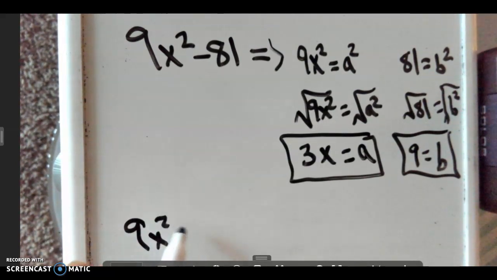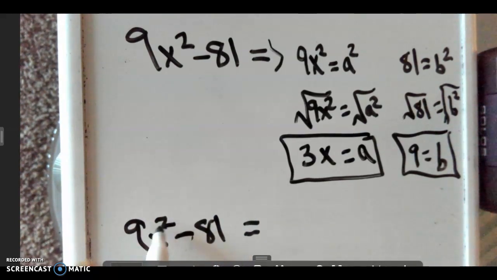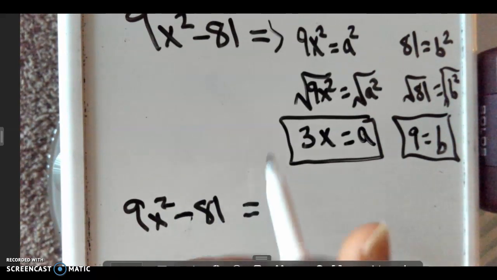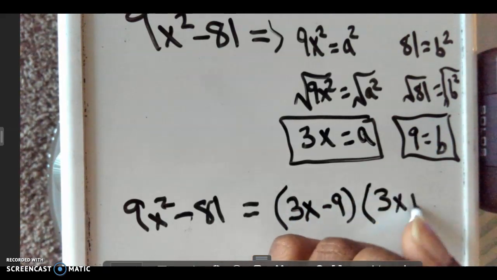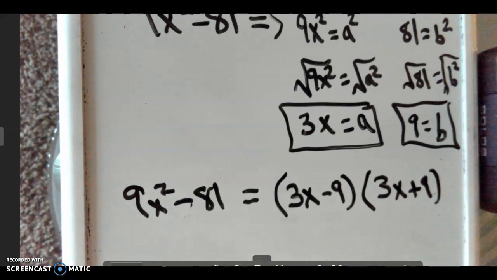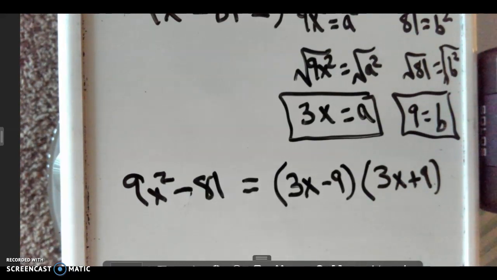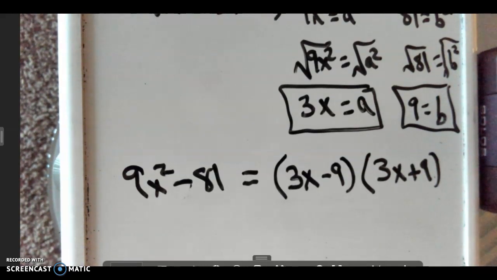So in our formula, we're going to have the factors of 9x squared minus 81 are 3x minus 9 and 3x plus 9. So these are our factors. But what I want you to be careful of is when you're looking at your factors, you want to make sure that you've simplified as much as you can, because if not, we say that that is not the complete factor. And so we always want the complete factor or factorization of a difference of squares, or really any polynomial.